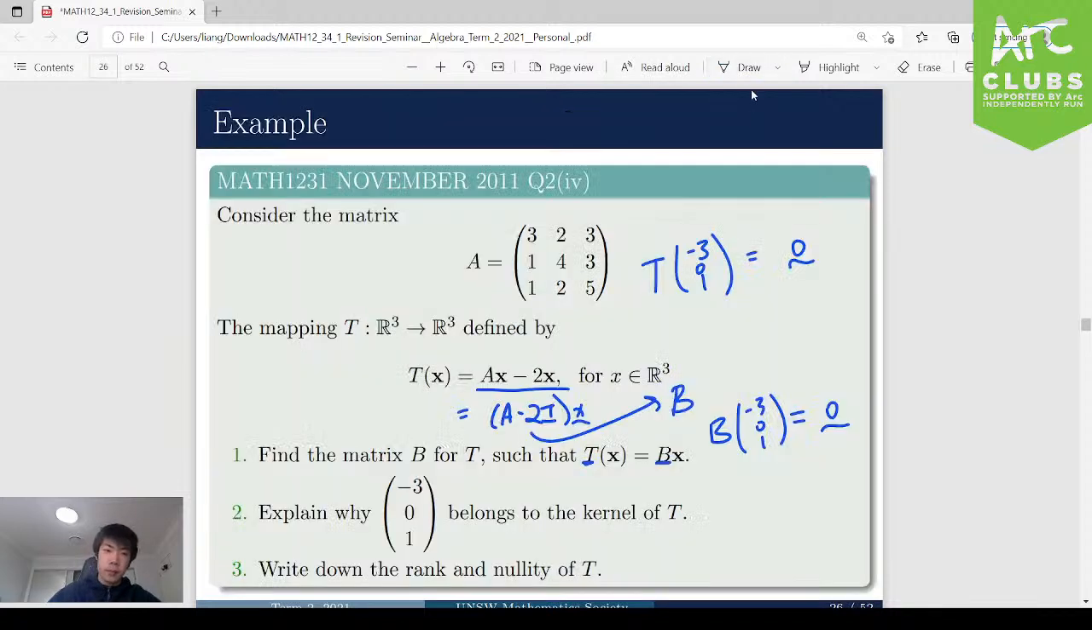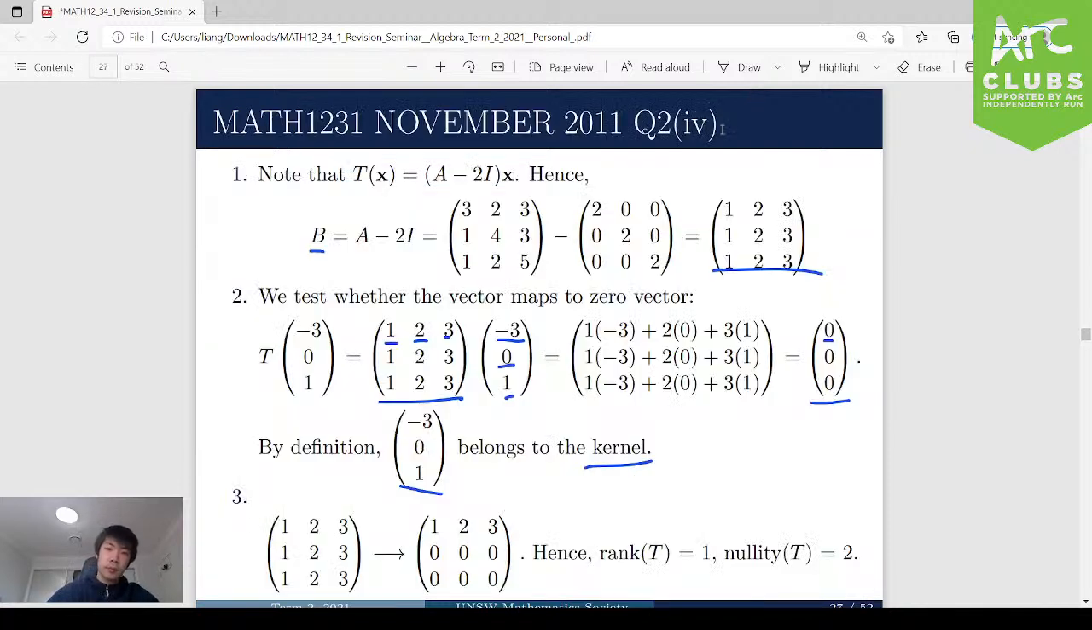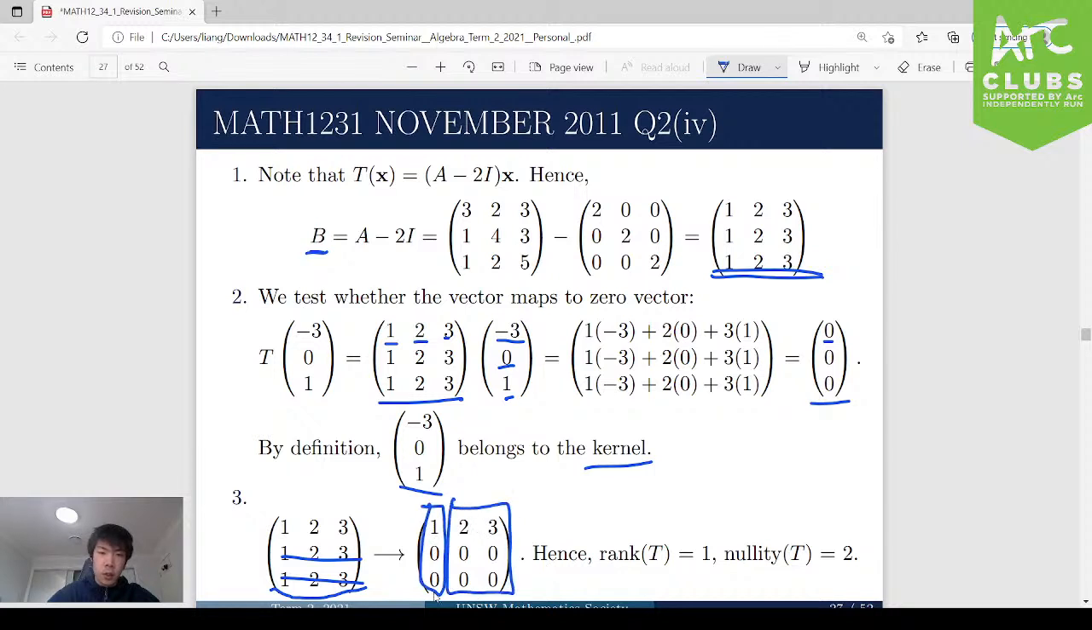And the final question here is write down the rank and nullity of T. Well, if you observe the matrix representation B here, you should realize that these 2 rows are the same as the first row. So if you were to row reduce it and find its kernel, these two rows would just disappear. And so instantly you can see that there is one leading column, two non-leading columns. So your rank must be 1, nullity must be 2.